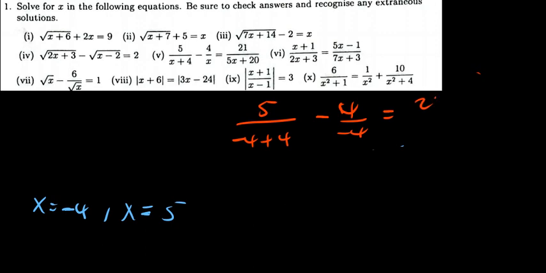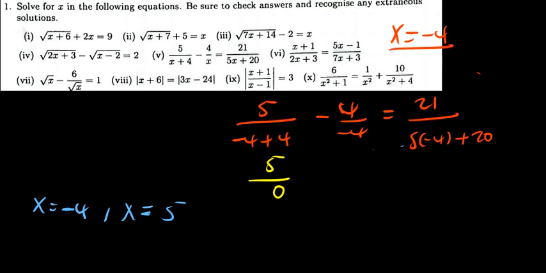Is equal to 21 over 5 times -4, then plus 20. One thing you are going to notice here is that here we are going to have 5 over 0. As long as on the denominator there is 0, that is undefined. Even here, 21 over negative 20 plus 20, which is going to be 21 over 0, which is undefined. Therefore, x is equal to negative 4 is an extraneous solution. It's not part of the solution. So this is not the solution for this equation.